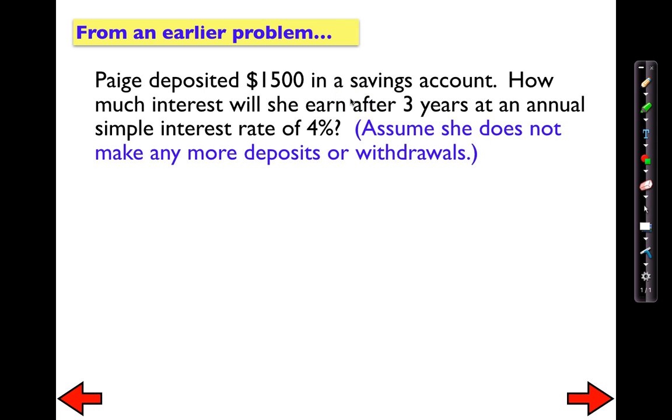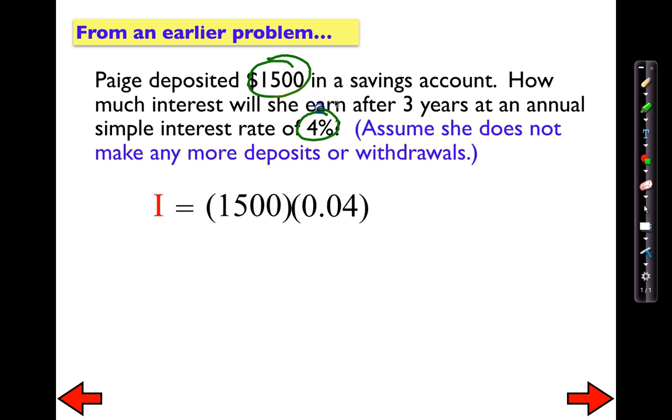Now, from an earlier problem, we had this that said Paige deposited $1,500 in a savings account. How much interest will she earn after 3 years at an annual simple interest rate of 4%? So now what I'm trying to show you is we can use the equation that we just learned. Interest equals principal, which in this case was $1,500 because that's how much was deposited, times the rate, which was the 4%, times the time, which in this case was 3 years.